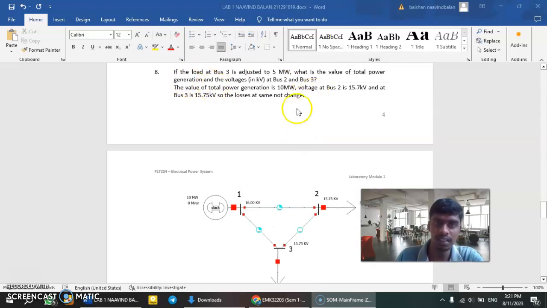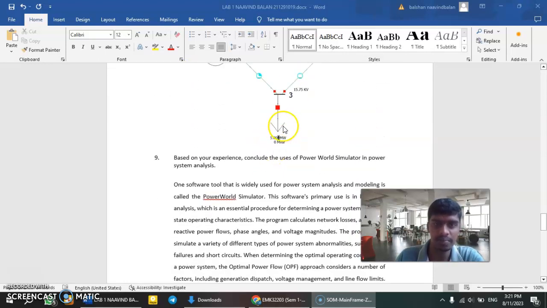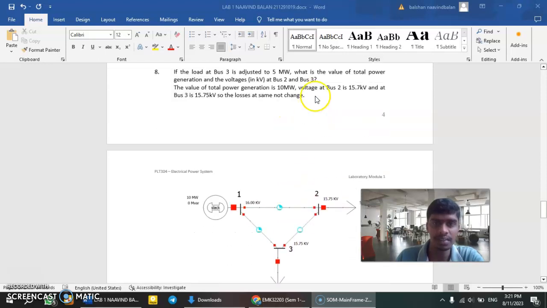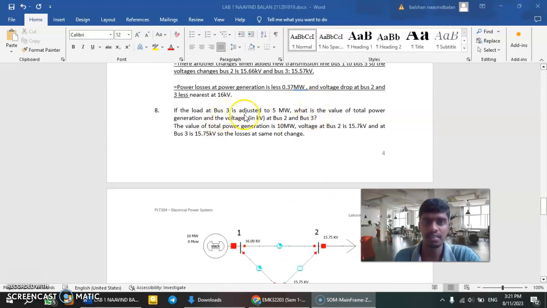For question 8, this is the circuit that has been constructed. The bus will be adjusted to 5 megawatt. The total power generated at bus 2 and bus 3 will be 15.7 and 15.75.